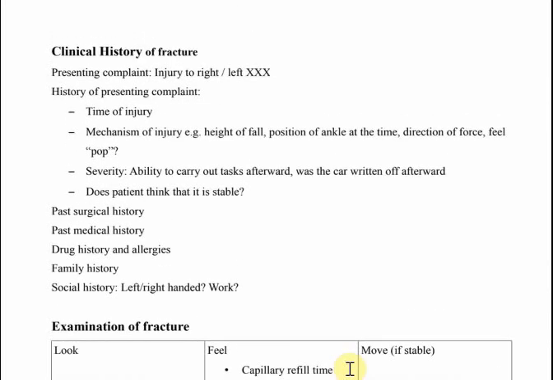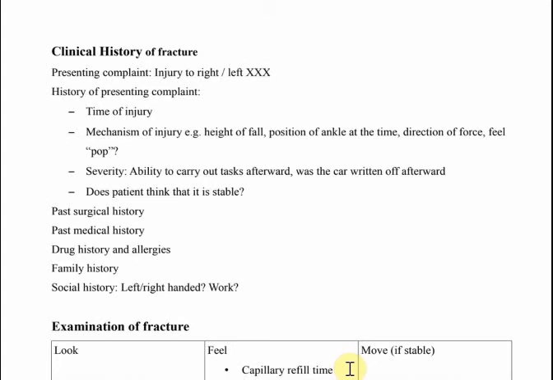So let's recap. History of a fracture. How did the patient fall? How severe was it? Was the patient able to manage his or her day-to-day activities after? After that, take a past medical and surgical history, focusing on any predisposing factors to cause a fracture, such as Paget's disease, osteoporosis, or cancer. Take a drug history, allergies, family history, and ask what occupation the patient is in and whether the patient is right-handed or left-handed.